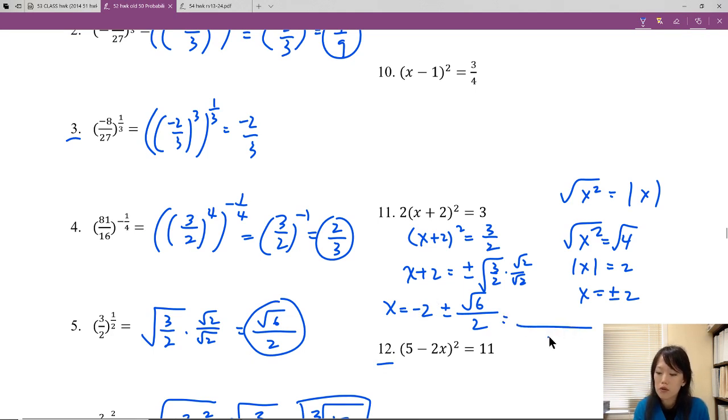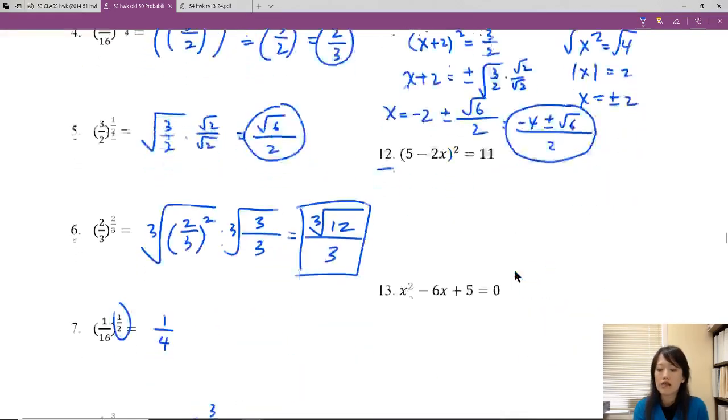You write this as put 2 on the bottom. If there's a 2 on the bottom, that needs a times 2. So it'd be negative 4. Negative 4 over 2 is negative 2. Plus minus root 6. You need to make the same denominator to make it happen. Yes, you cannot leave your answer like that.